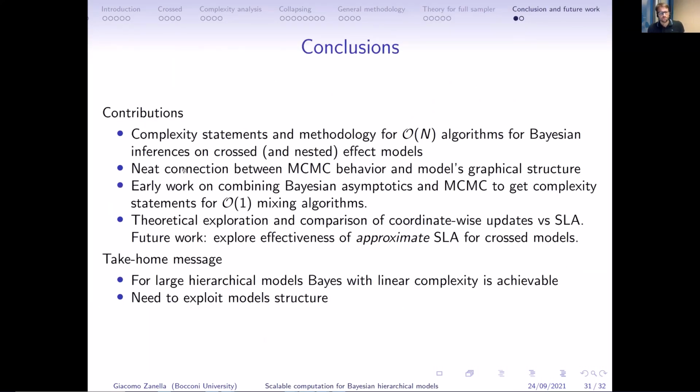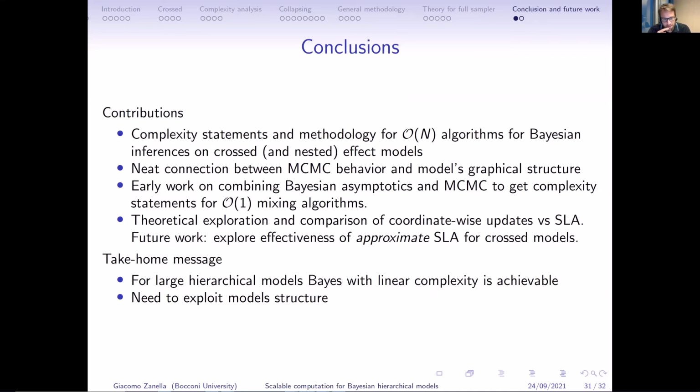So just to conclude, the contributions that we give in this line of research are to provide complexity statements and specify a methodology and a set of algorithms to achieve order 1 inference for Bayesian inference on crossed and nested effect models.